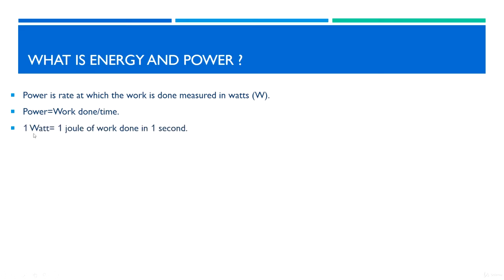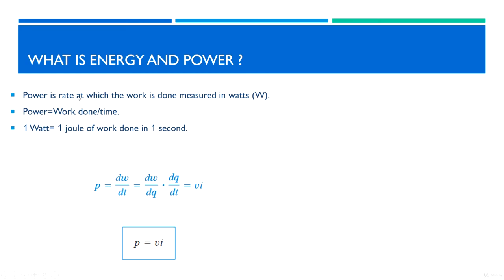So 1 watt, which is the power, is equal to 1 joule of work over 1 second. So the 1 watt means that we are consuming energy or work of 1 joule in a time of 1 second. So the power is equal to the rate.